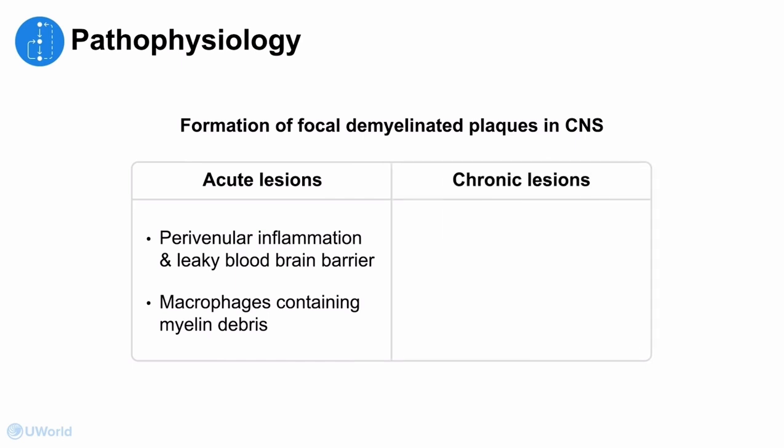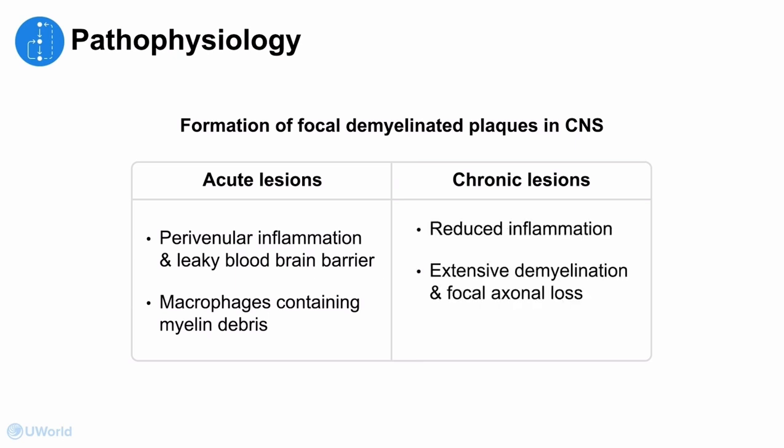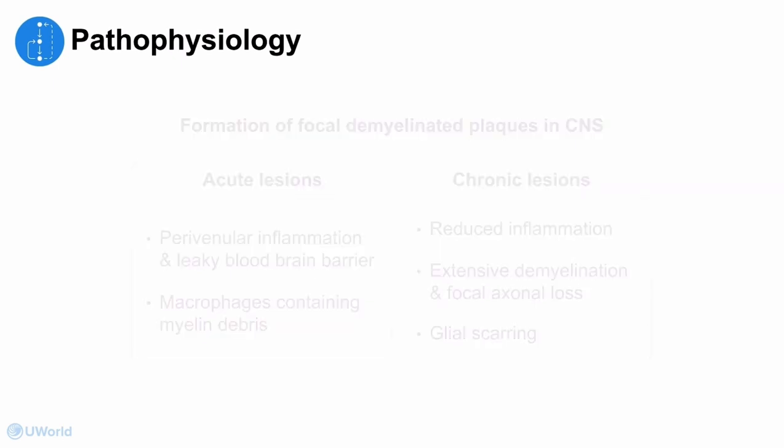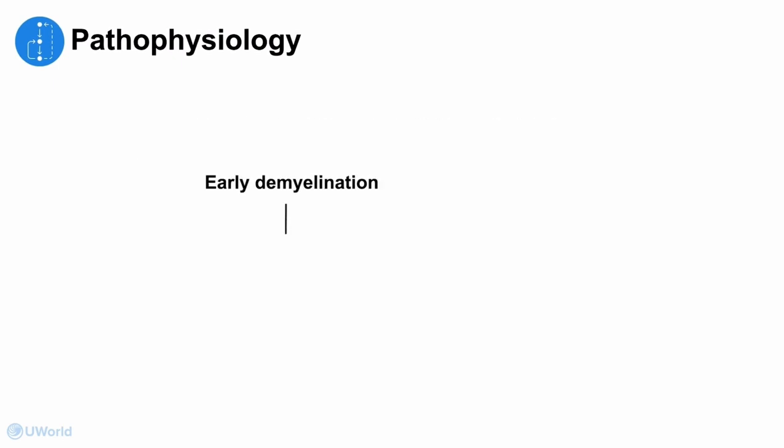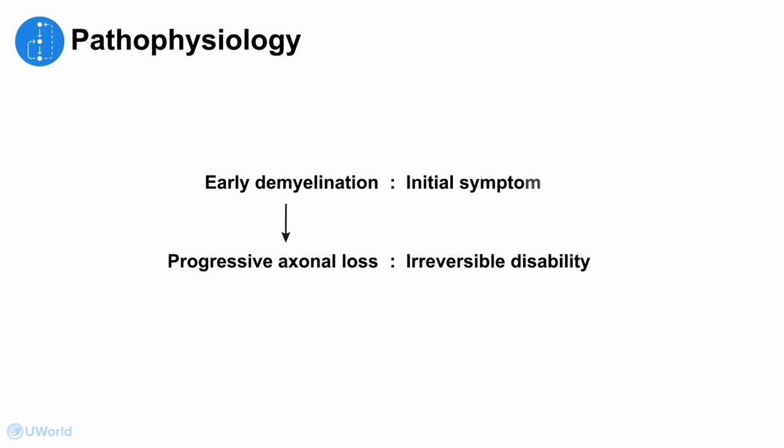Chronic plaques are characterized by extensive demyelination with reduced inflammation, focal axonal loss, and hyperplasia of astrocytes forming a glial scar. Although axonal loss can eventually contribute significantly to neurologic dysfunction, the symptoms of multiple sclerosis initially develop as a result of acute demyelination.